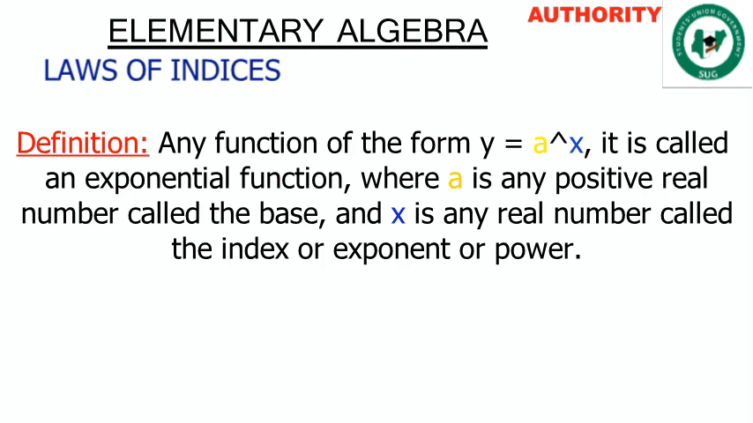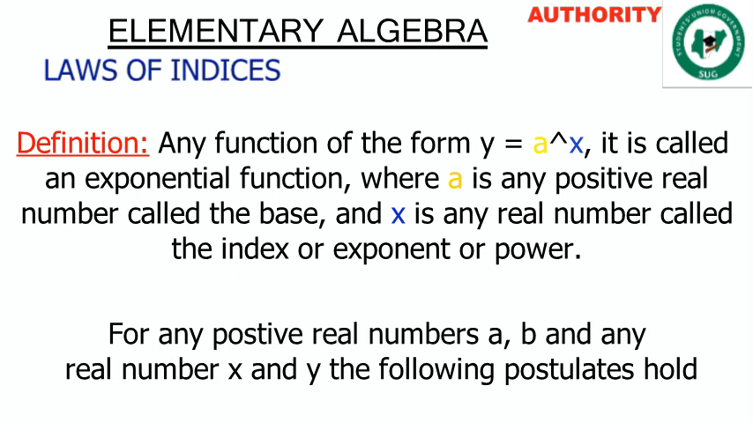Okay? Good. Now we say for any positive real numbers a, b, and any real numbers x and y, the following postulates hold. We're going to be making use of some numbers, and we decide to call the numbers a, b, x, and y. a and b are positive real numbers, and x and y are also real numbers. a and b must be positive.